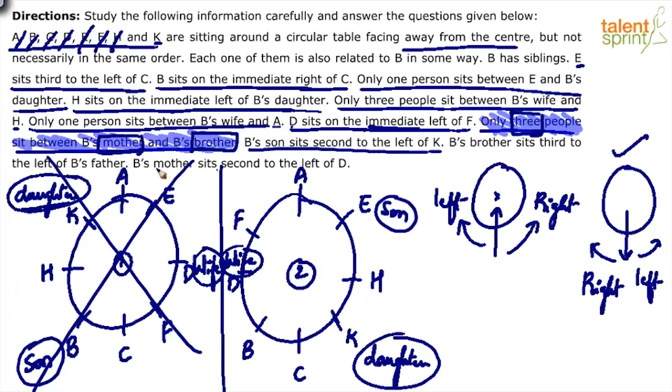B's mother sits second to the left of D. This point is important. B's mother sits second to the left of D. D is marked here. Second to the left of D. First and second. Second to the left of D. This is mother. Who's the mother? C is the mother.